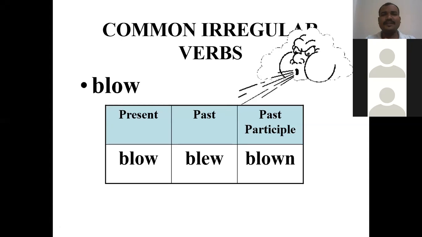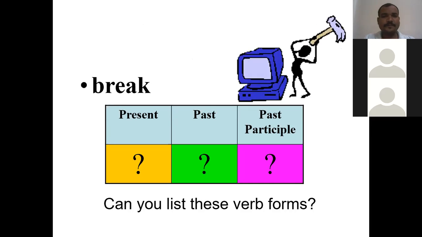So these are the common irregular verbs, and we need to understand how the form is changing. Here the verb is not changing, but the form is changing. Blow, blew, blown. Blow, blew, blown. So the next word.